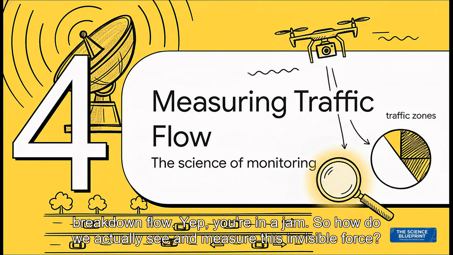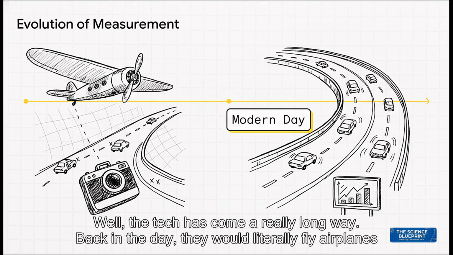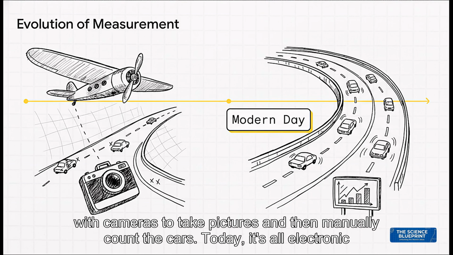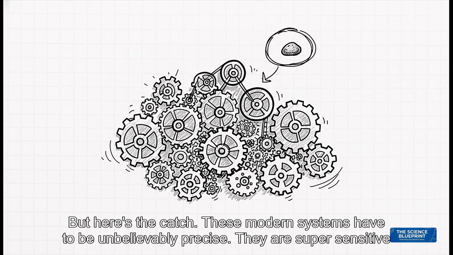So how do we actually see and measure this invisible force? I mean, how do we know which zone a highway is in at any given moment? Well, the tech has come a really long way. Back in the day, they would literally fly airplanes with cameras to take pictures and then manually count the cars. Today, it's all electronic detectors in the road that count cars as they enter and leave a section, giving us a live readout. But here's the catch.